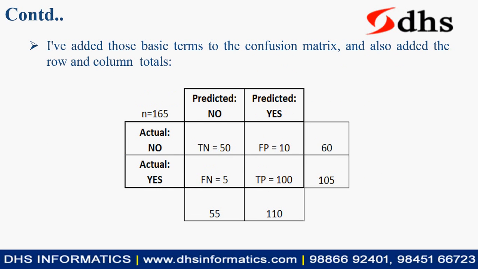So I have added those basic terms to the confusion matrix and also added the rows and columns. You can see true negative means they are not having the disease. True positive, they are having the disease. False positive means they are not having the disease, but we are predicting he is having the disease. Similarly, false negative means he is having the disease, but we predicted that he is not having the disease.